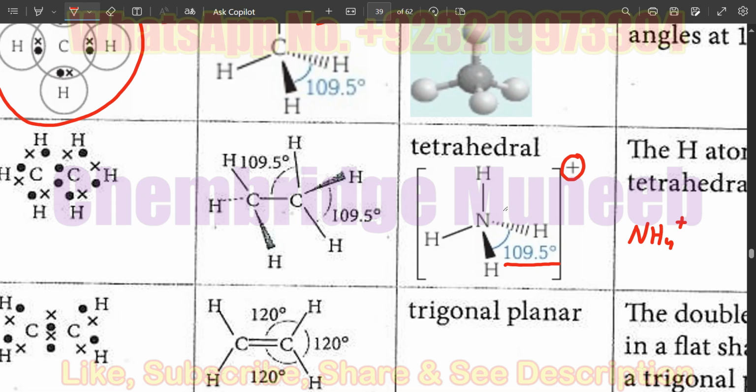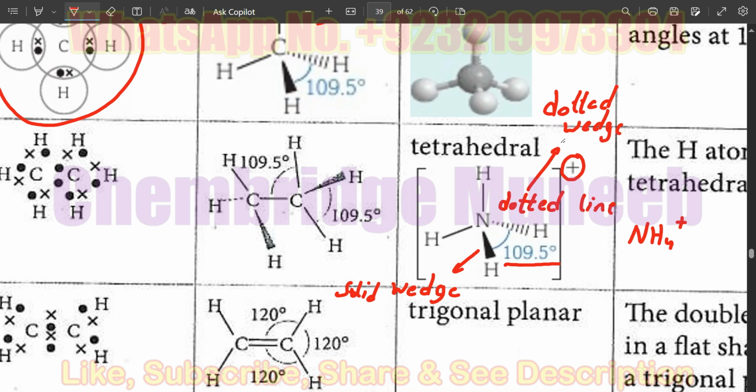And we have some names for these bonds as well. Do you know the names of the bonds? Not sure. Dotted line, you call it a dotted line, and for this you will call it a wedge. Sometimes you will see the words solid wedge for this and dotted wedge for this, but in most cases wedge means the bond which is coming out of the plane, towards you, towards the observer.